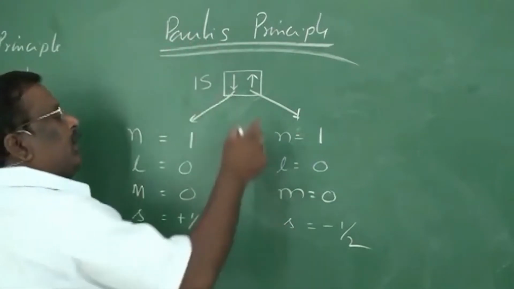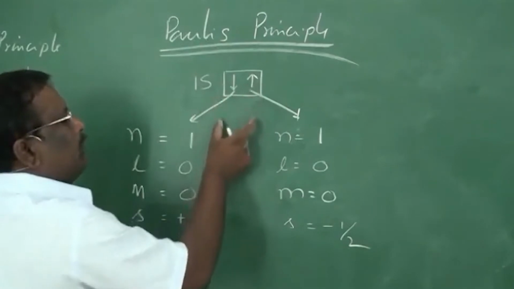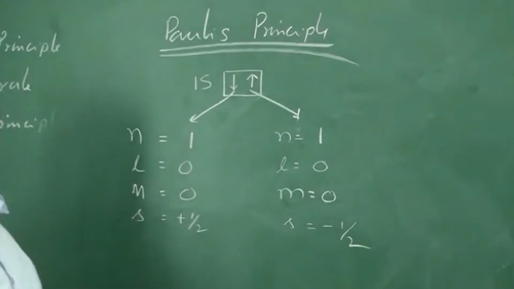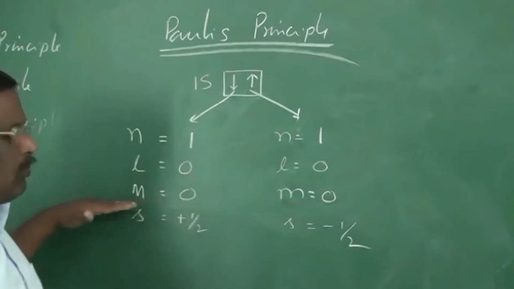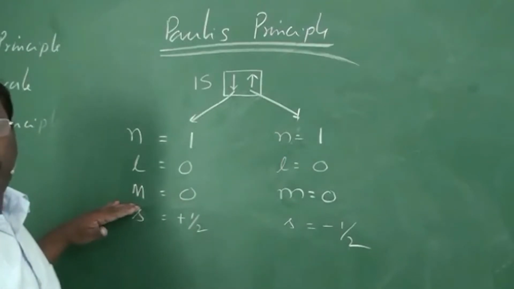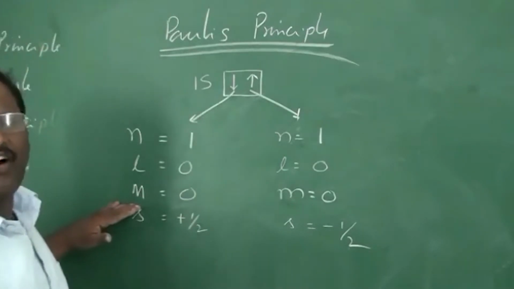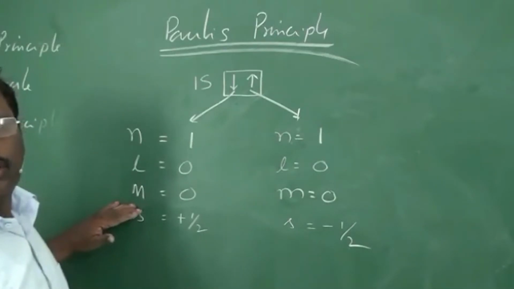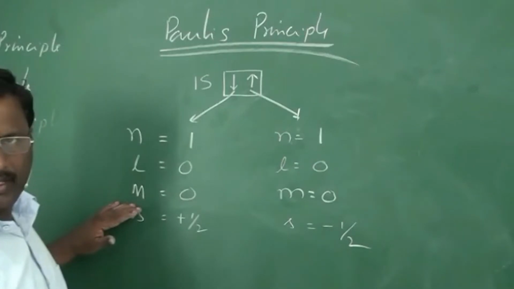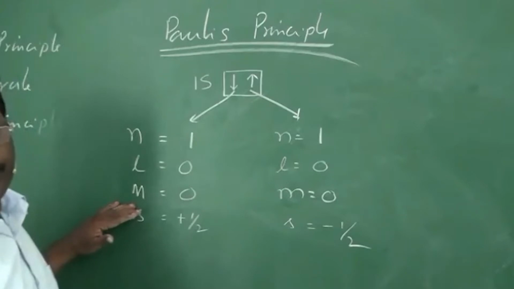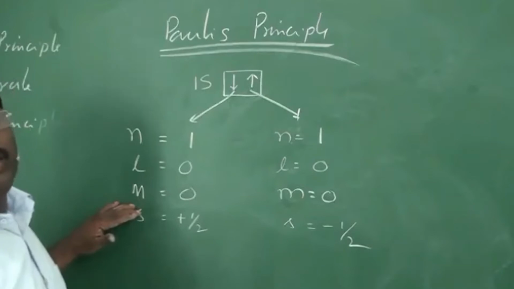When 2 electrons are in an orbital, the orbital will have the same set of 3 quantum numbers. For a given orbital, all 3 quantum numbers are the same. So according to Pauli's principle, the 4th quantum number should differ. That means two electrons in an orbital must be in opposite spin. That is given by Pauli's exclusion principle: no two electrons in an atom will have the same set of 4 quantum numbers.